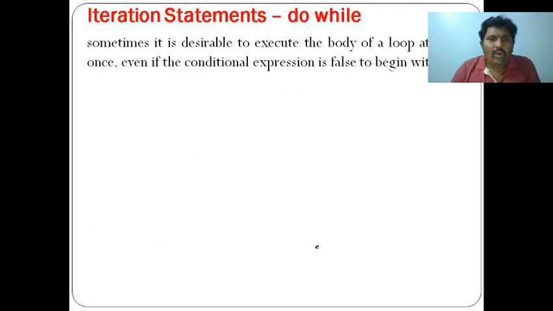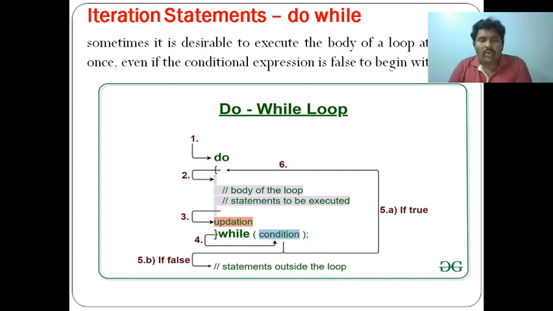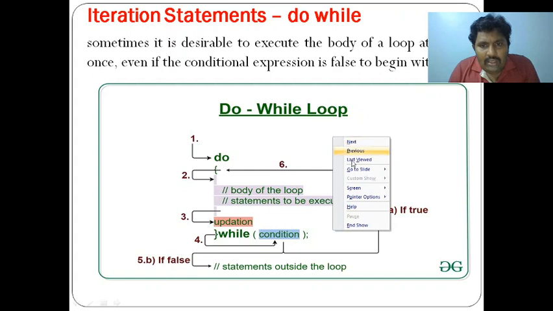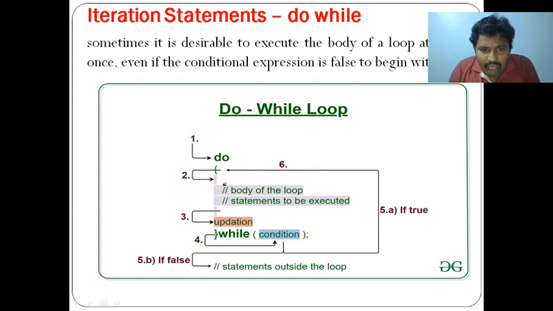Do while. What is meant by do while is whenever you want to execute the body of the loop at least once. If you want to execute the body of the loop at least once, for that we will use do while. Let us look at the anatomy of the do while loop. See here, without verifying the condition, the body of the loop will be executed. Then after that, the while loop is going to verify the condition.